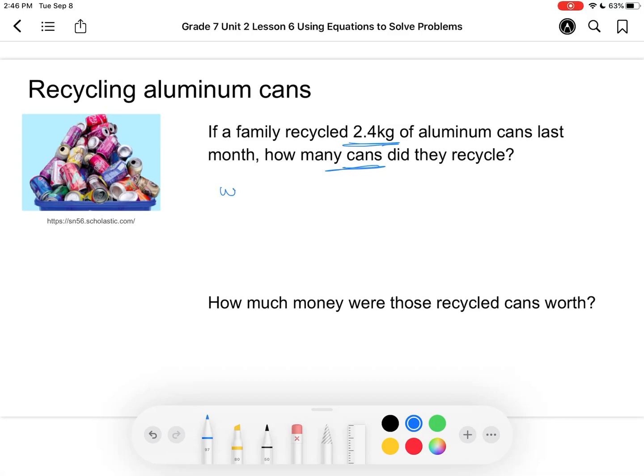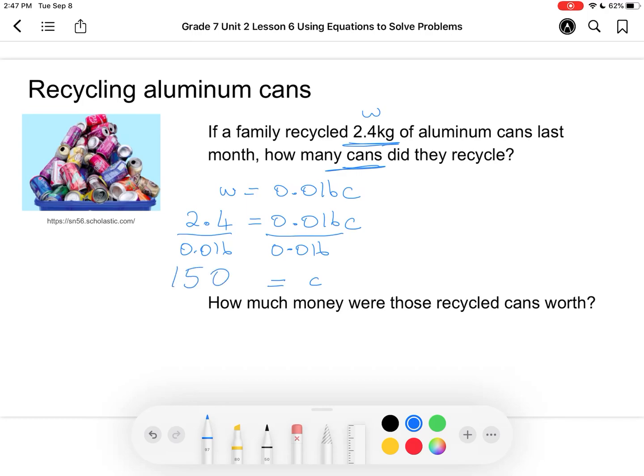So my equation for that was W equals 0.016C. And I'm being given the weight, which is W. So 2.4 equals 0.016C. And divide both sides by 0.016. And I get C is equal to 150. So that means that they recycled 150 cans.